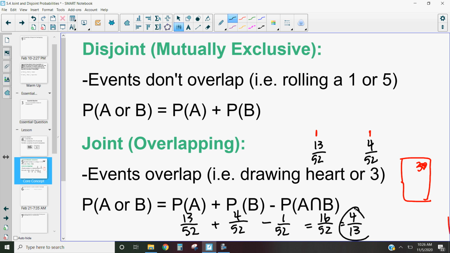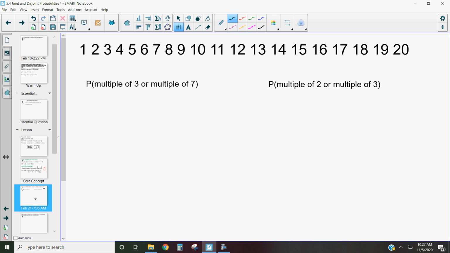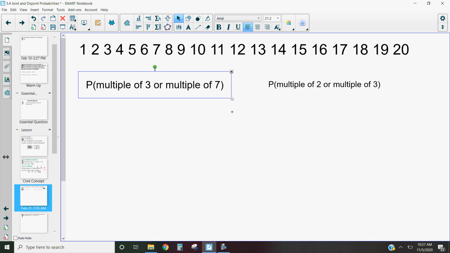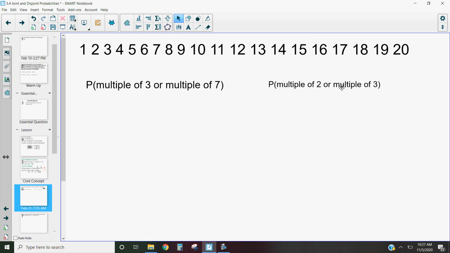So in the next couple minutes, we're going to go over a few examples. We're going to take a look at 3 different examples. So please hang in tight to go over these 3 things. So this first one here, we want to find the probability of getting a multiple of 3 or a multiple of 7 if we're given the numbers 1 through 20.